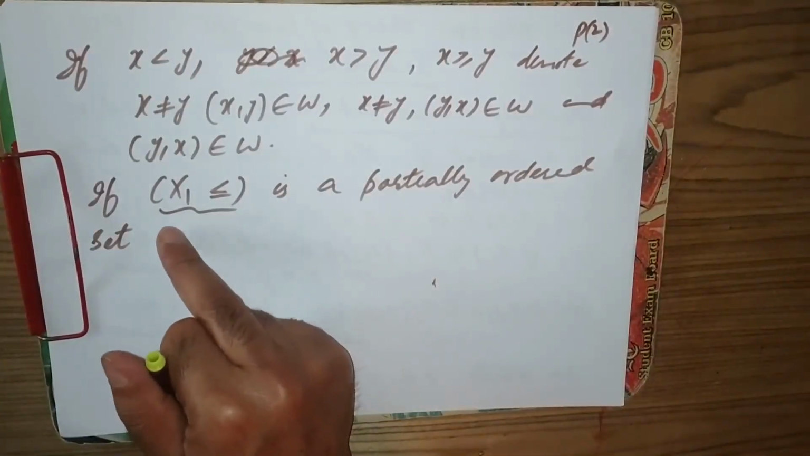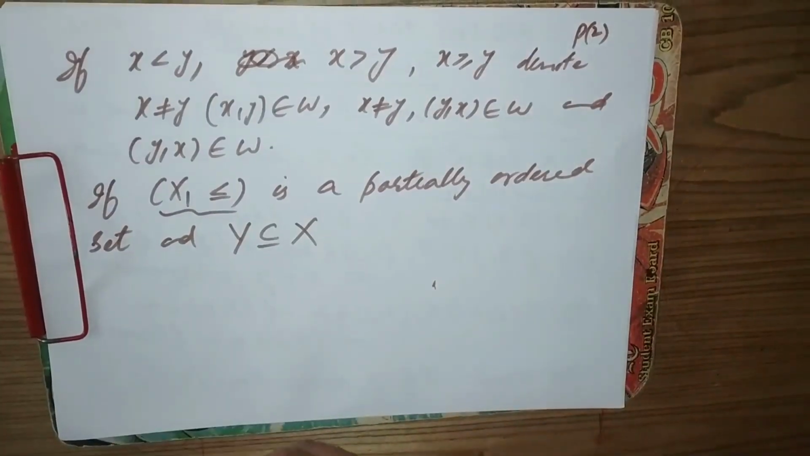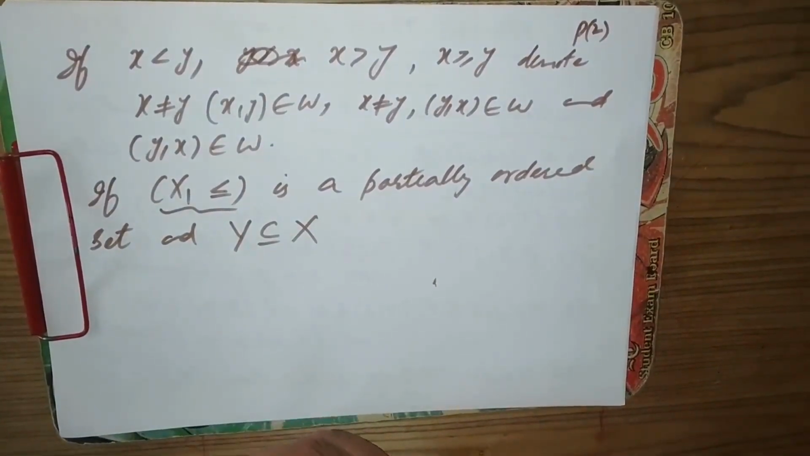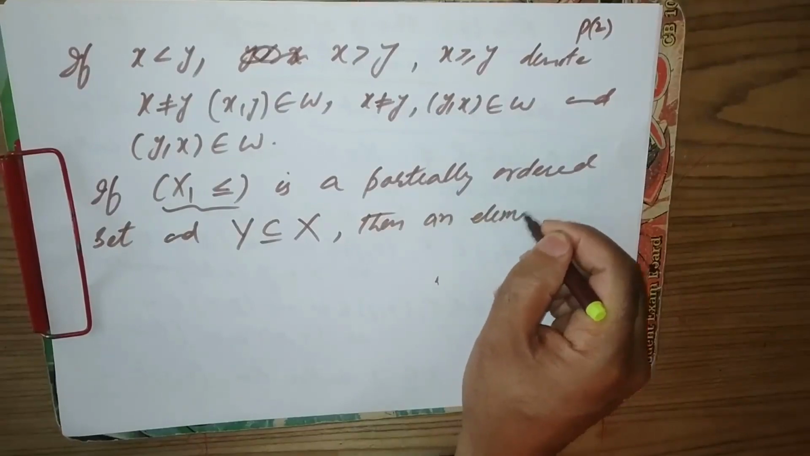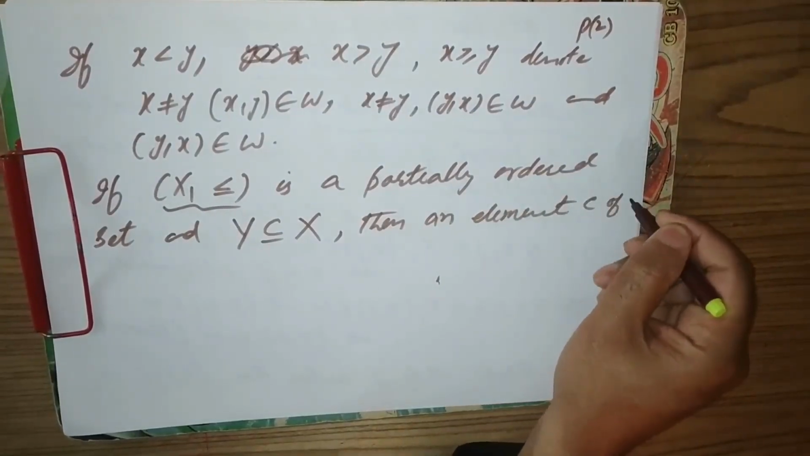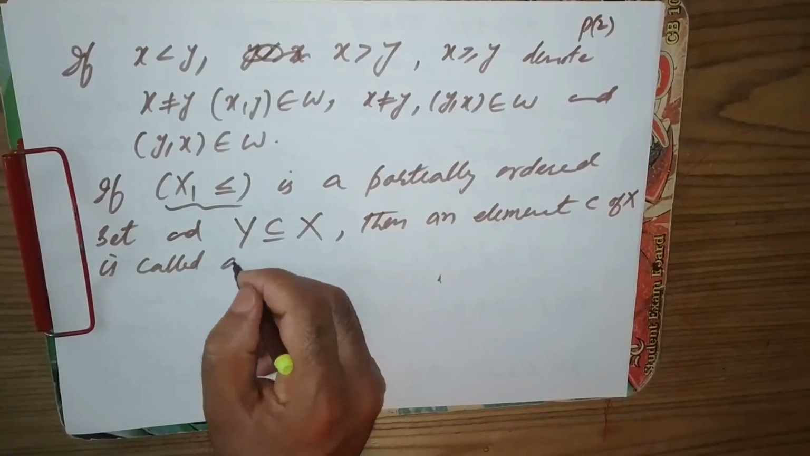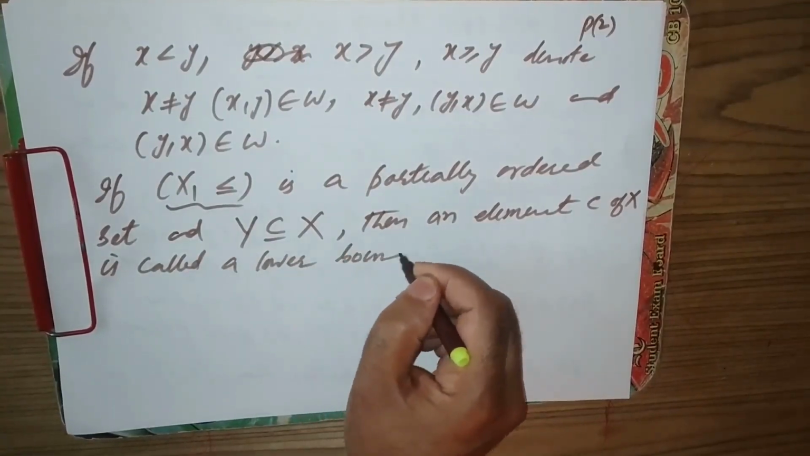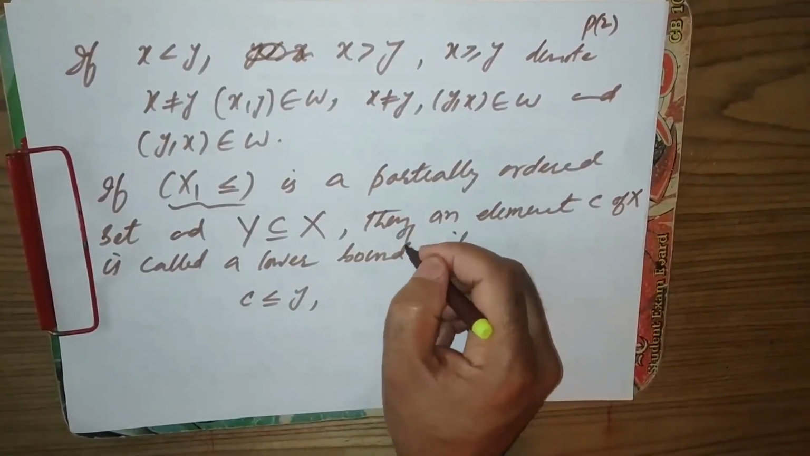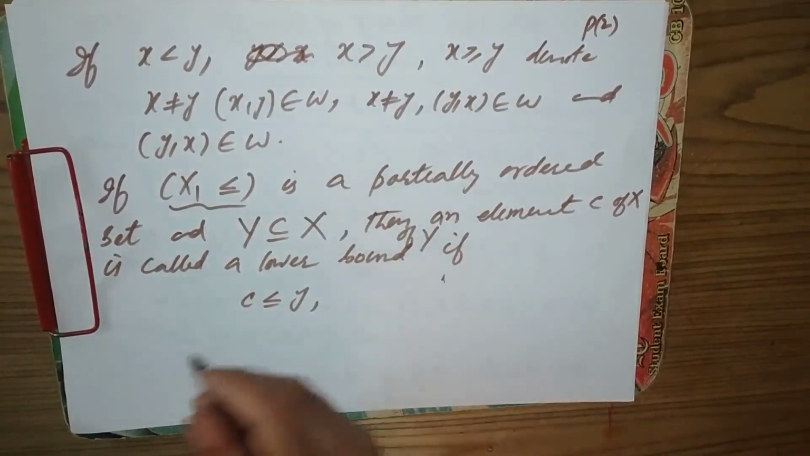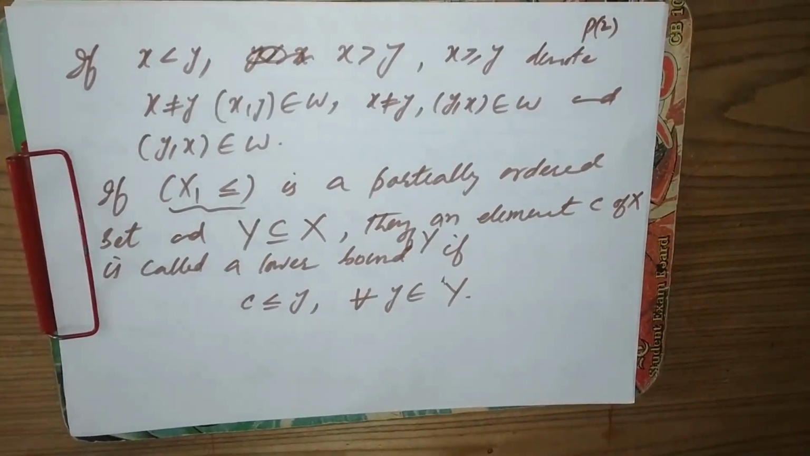So suppose this set X is a partially ordered set, and Y is any subset of X. Then we say an element C of X is called a lower bound of that particular subset Y of X if C is less or equal to y for all y belongs to Y.